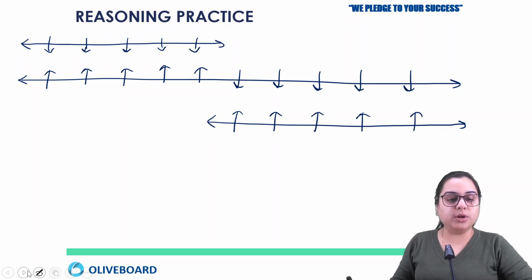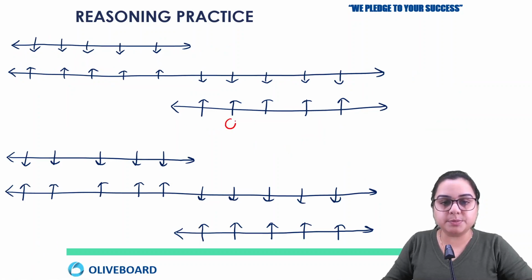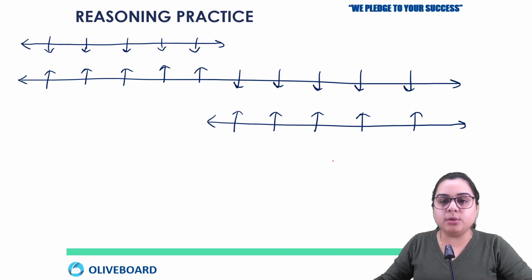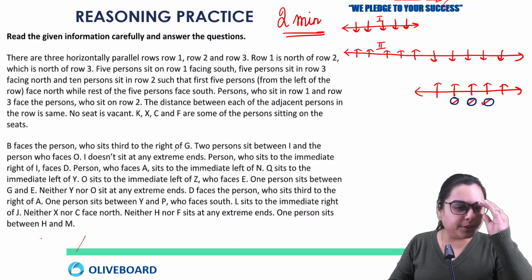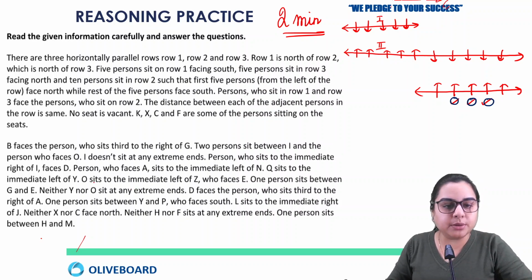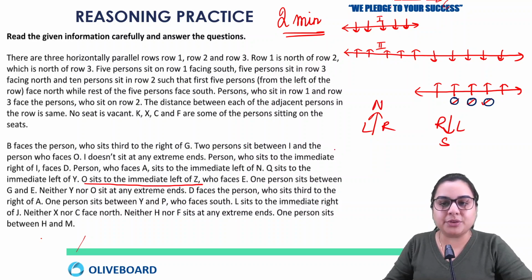So what do we have to do here? Now O can either come on this position, or this position, or this position. Now let's check what the information about O is. He's telling you that O sits to the immediate left of Z. O sits now, north facing, left and right, and south facing, left and right. So O sits immediate left of Z.